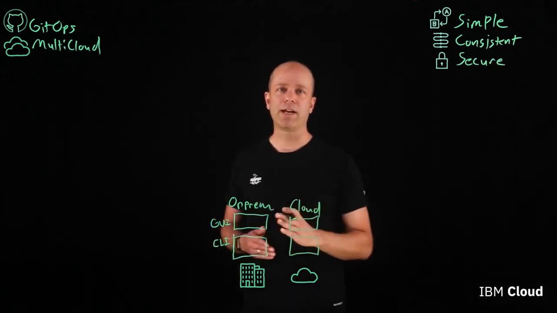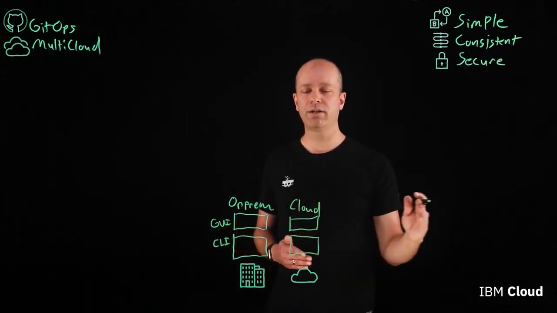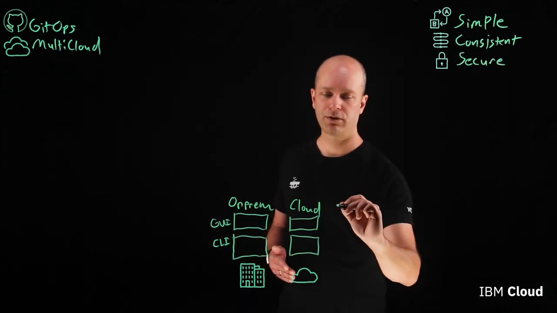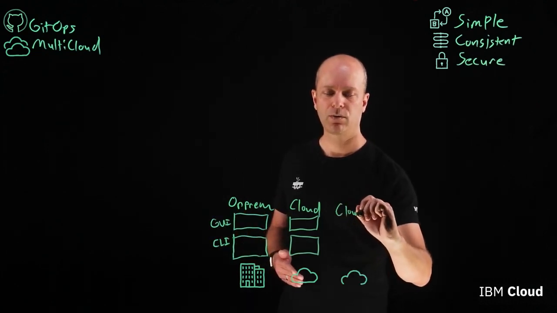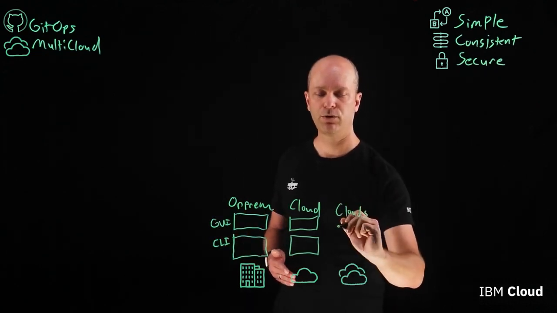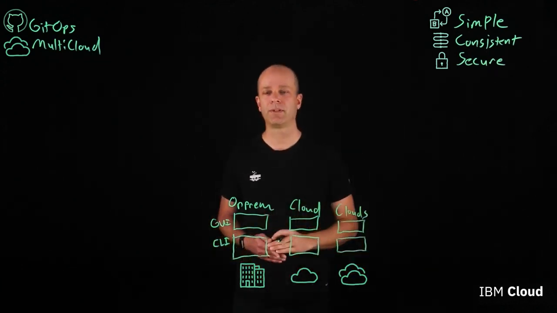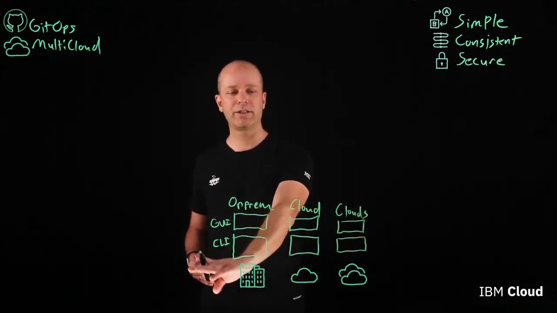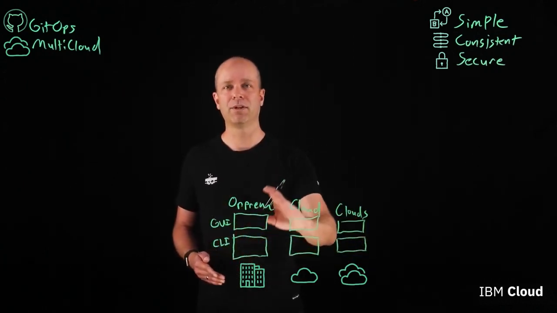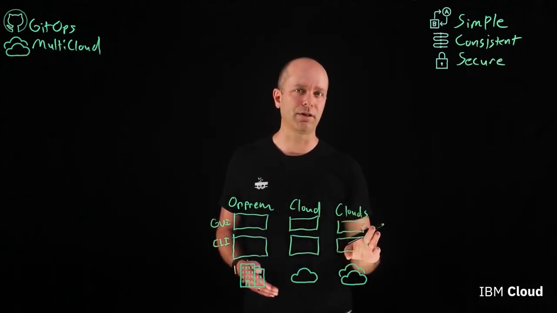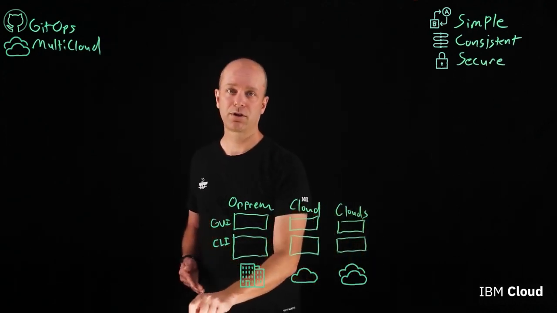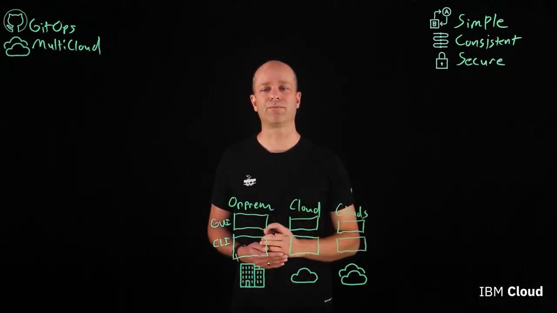But the advantages of cloud are there, and so they continue, and now they add additional clouds in order to have the flexibility to move their applications from one cloud to the next or use multiple clouds for different purposes. So now you have a GUI and CLI across your on-prem, your first cloud, and any other cloud that you're using, and things start to become pretty difficult.